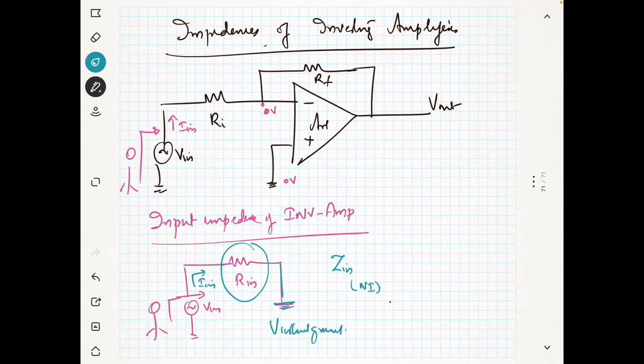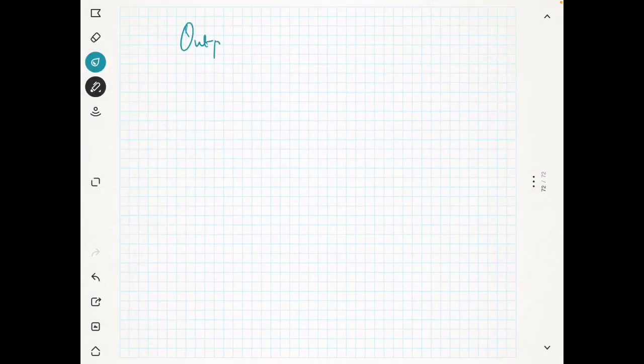So Zin for the inverting amplifier is nothing but just Rin. There is no other resistance it will see because it is seeing a ground. So Zin will be equal to Rin. Similarly, for the output impedance, there is no issue. It is like the previous expression. If you want the proof, you can see it in the textbook Floyd in the appendix part. There are big steps for finding the output impedance.